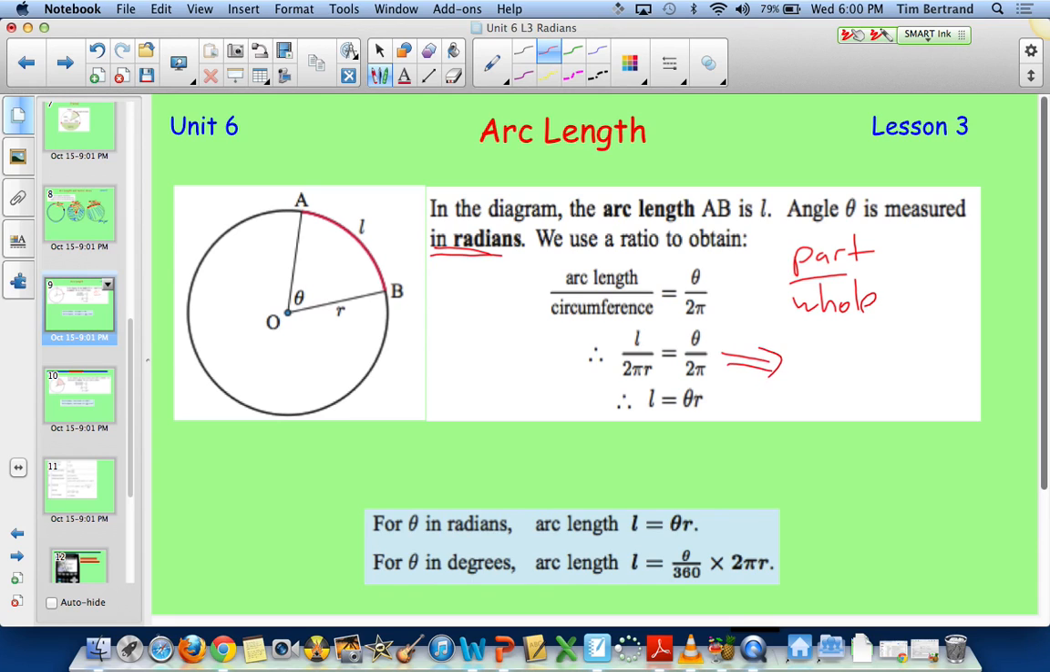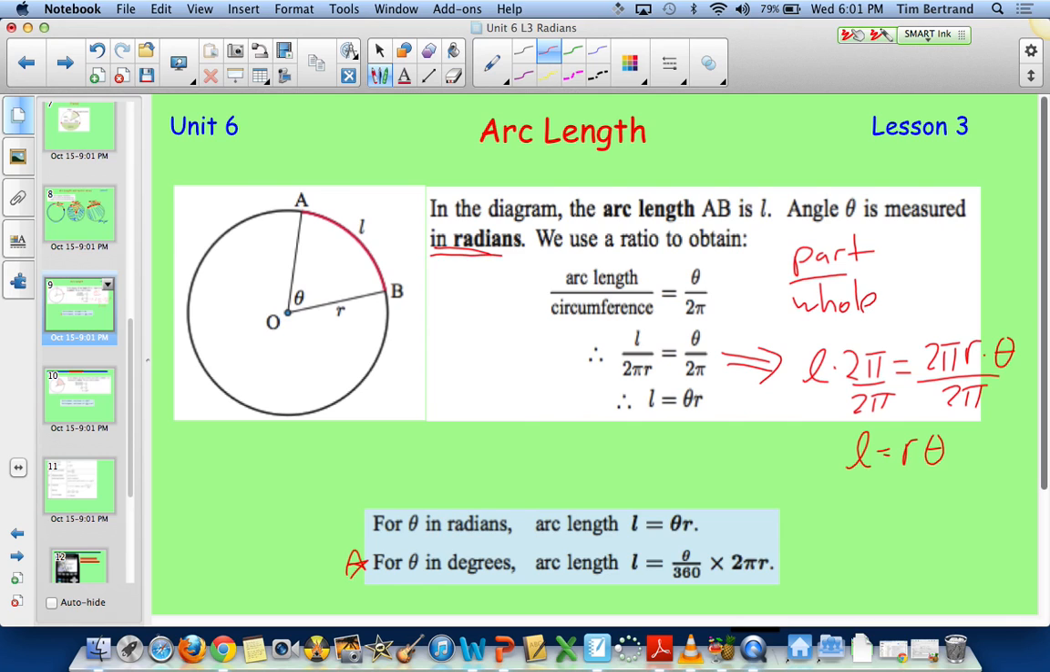So looking at this ratio we've set up, do a little cross multiplication. L times 2 pi equals 2 pi r times theta. I'm going to divide both sides by 2 pi, and we get the nice little formula L equals r times theta. This is only if theta is measured in radians. If theta is in degrees, the formula doesn't look so nice, and you can verify that one by replacing theta over 2 pi with theta over 360.